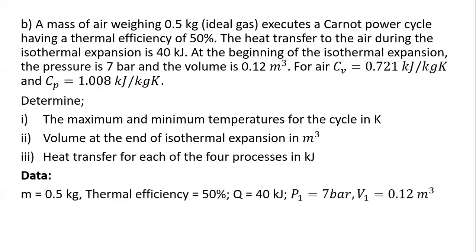Let's go to the data. The mass, 0.5 kg. Thermal efficiency, 50%. Heat energy during the isothermal expansion is 40 kilojoules. Pressure 1, 7 bar. This is the beginning of the isothermal expansion in a standard Carnot cycle. So volume 1 also has been given, it's 0.12 cubic meters. CV is 0.712, CP 1.008.